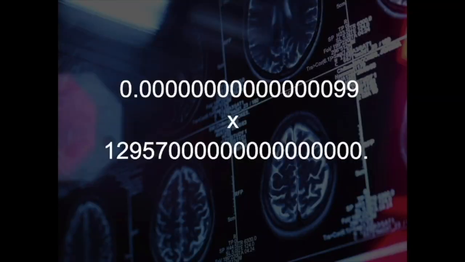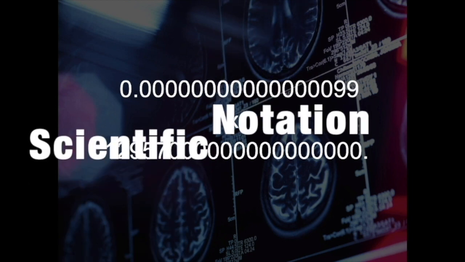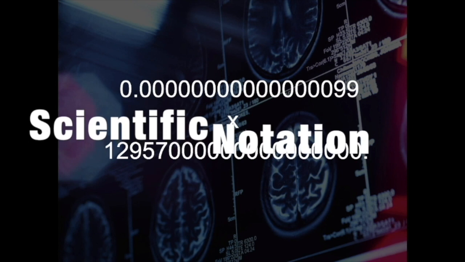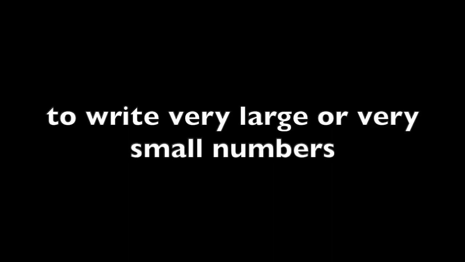Look at the following equation. Imagine you had to do equations like this or worse all the time. To make calculations like this one easier, we can write these numbers in scientific notation. Scientific notation is a method that we can use to write very large or very small numbers in a way that makes them more manageable.